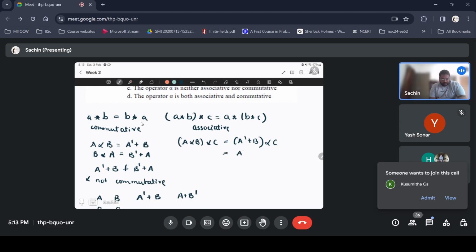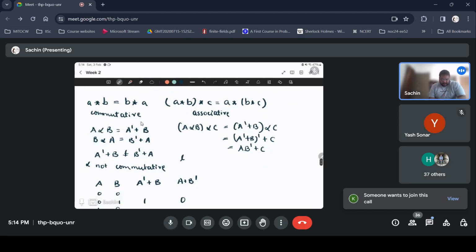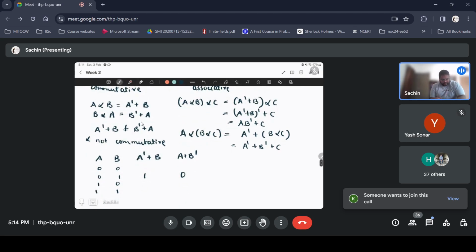Which is nothing but A prime plus B whole prime, or C, which is nothing but A B prime or C. Now let's check A alpha (B alpha C). This is A prime plus (B alpha C). This is A prime plus B prime plus C. Similarly, you can write down the truth table or give some inputs and see whether these two are the same, and you'll find out that these two expressions are not the same.